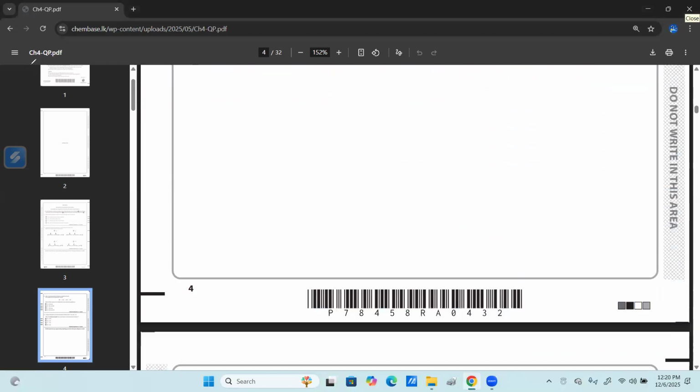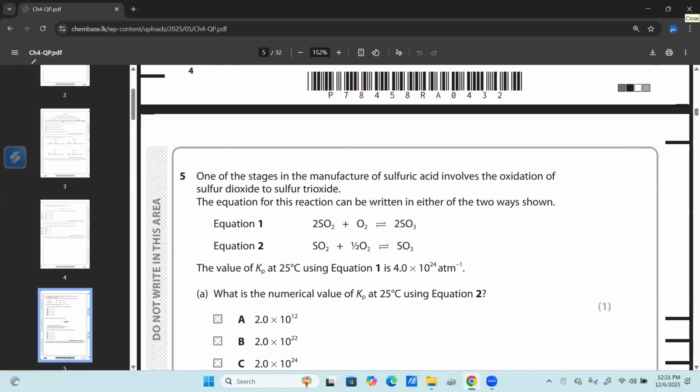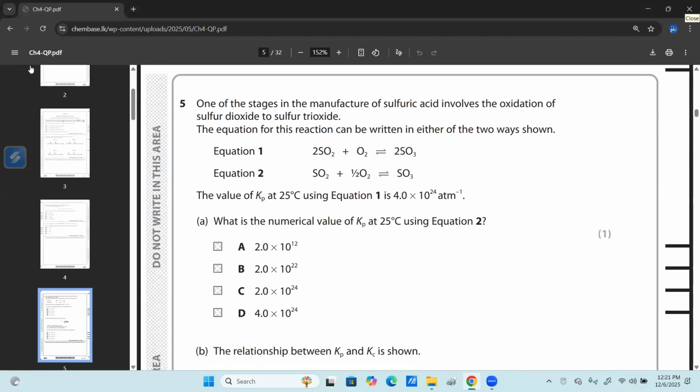Then the fifth one. One of the stages in the manufacture of sulfuric acid involves the oxidation of sulfur dioxide. What is the numerical value of Kp at 25 using equation 2? So if I write the expression for Kp for the first equation, children, I can write it as PSO3 squared over PSO2 squared and PO2. For Kp dash, I can write PSO3 divided by PSO2 into PO2 to the half.